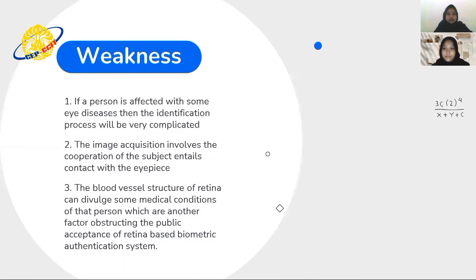Next is weakness. First is if a person is affected with some eye diseases, then the identification process will be very complicated. The second, the image acquisition involves the cooperation of the subject and entails contact with the eyepiece. The third, the blood vessel structure of retina can divulge some medical condition of the person, which is another factor obstructing the public acceptance of retina-based biometric authentication system.